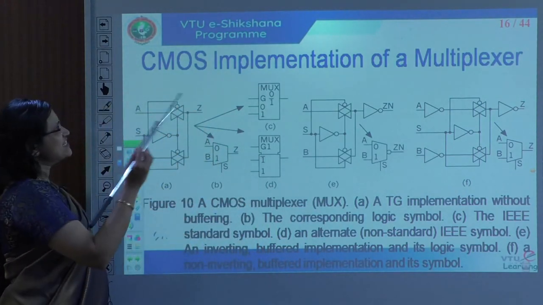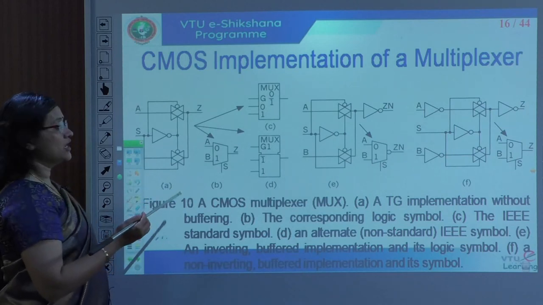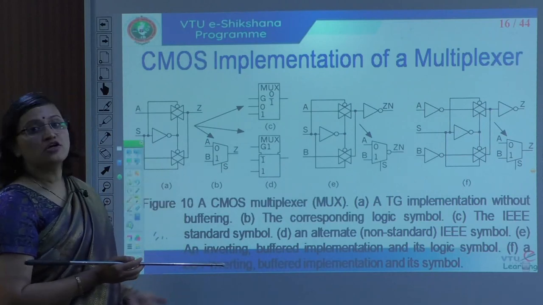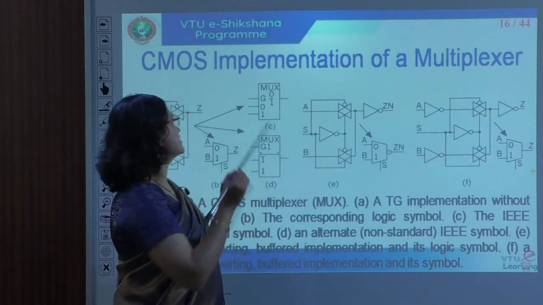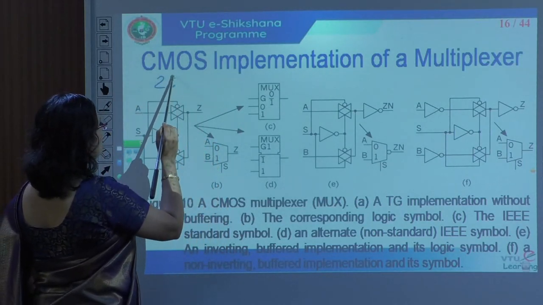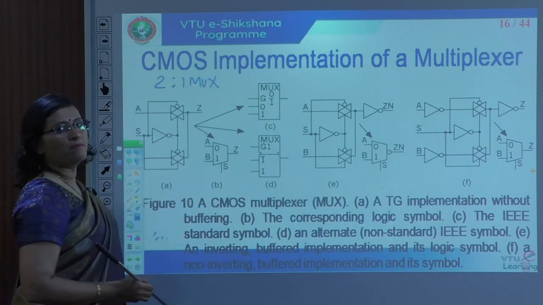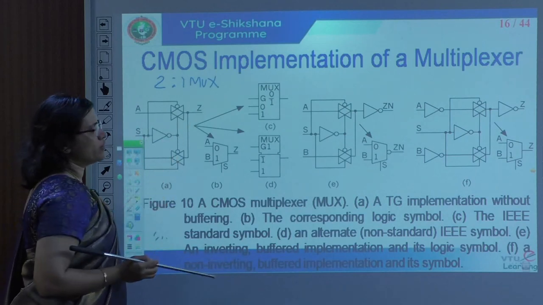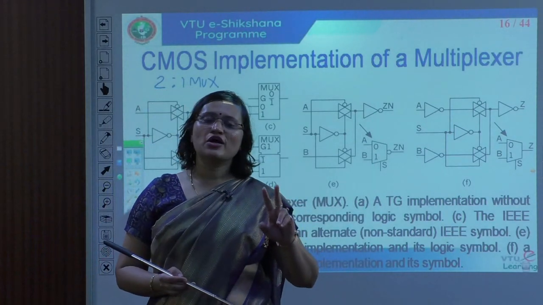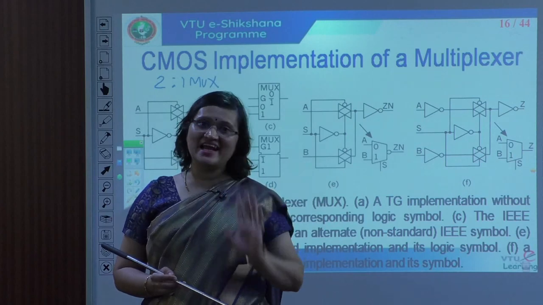This diagram shows the realization of a 2:1 multiplexer using transmission gates. We call it a 2 is to 1 MUX. Multiplexer, as a short form, we call MUX. So, what do you mean by 2 is to 1? It has 2 data inputs, 1 select input and 1 data output.